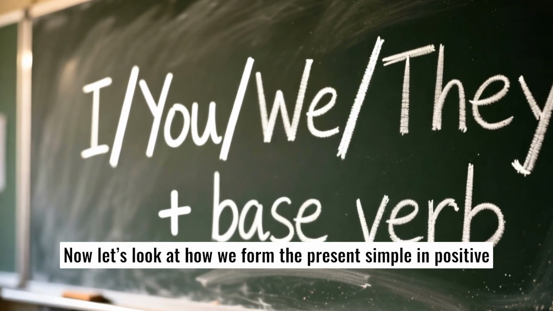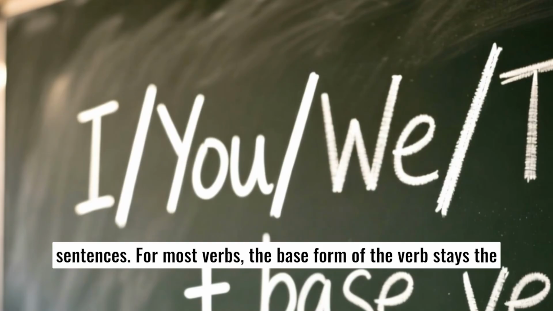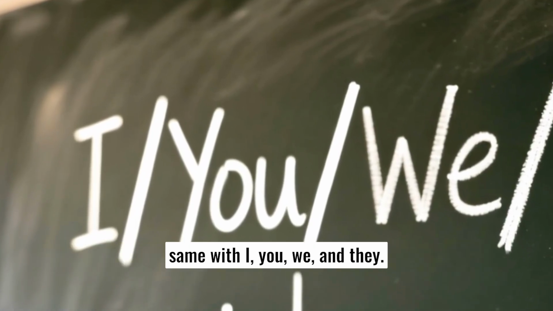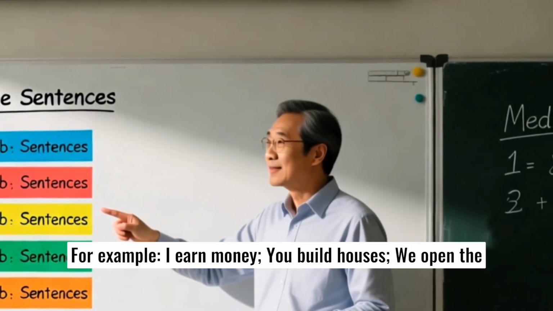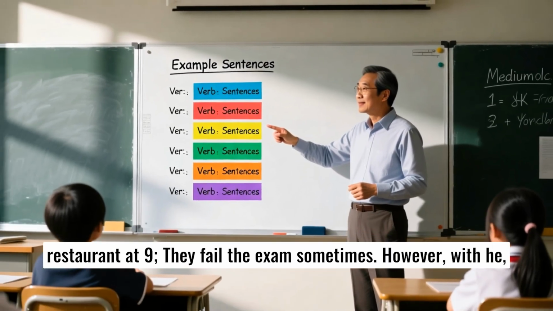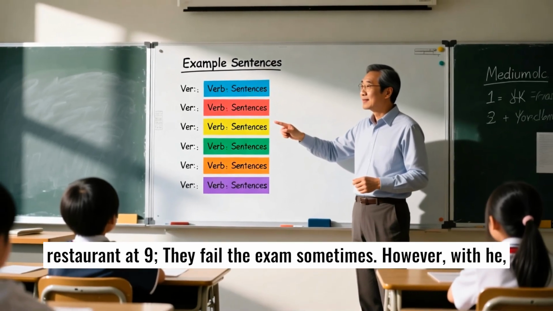Now let's look at how we form the present simple in positive sentences. For most verbs, the base form of the verb stays the same with I, you, we, and they. For example, I earn money, you build houses, we open the restaurant at 9, they fail the exam sometimes.